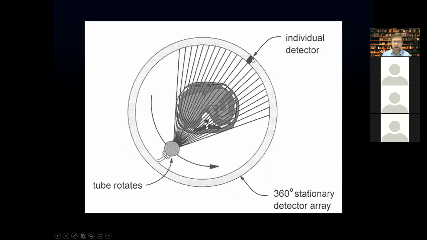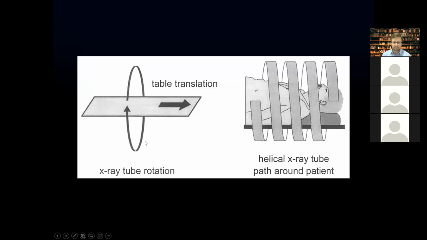From the opposite side, there is an individual detector which can capture the X-ray wave, and depending on the energy of this wave, the image will be registered and formed on the monitor. And this is the stationary detector array. So this tube will rotate around the patient all the time.